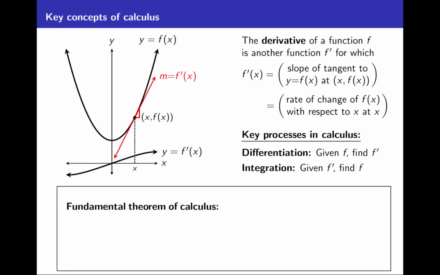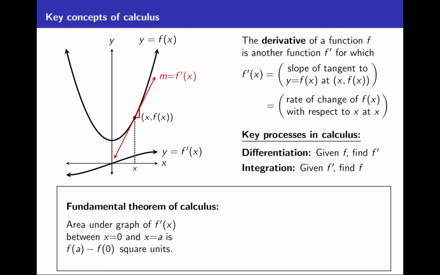And the course will culminate with the result that ties these two processes together. And it's called the fundamental theorem of calculus. At this early stage, we don't even have the language to state the fundamental theorem of calculus, but I can explain it in a somewhat incomplete and imperfect way using area. What the fundamental theorem of calculus says is this. The area under the graph of f prime of x between x equals 0 and x equals a is f of a minus f of 0 square units.